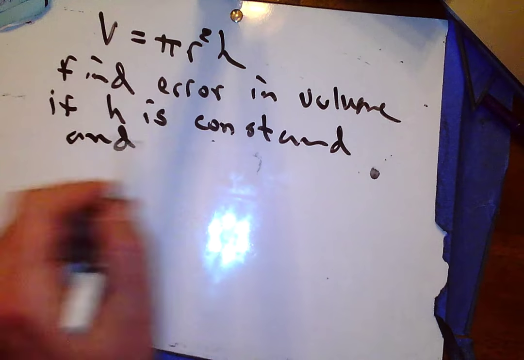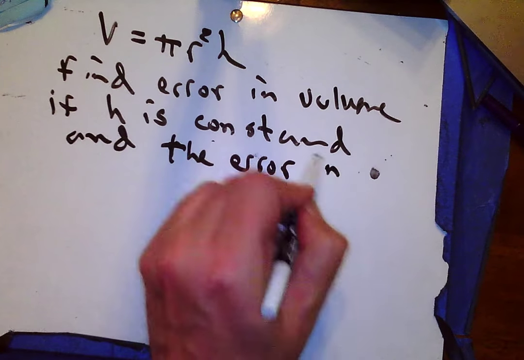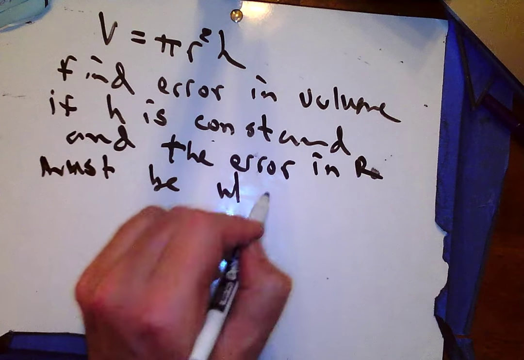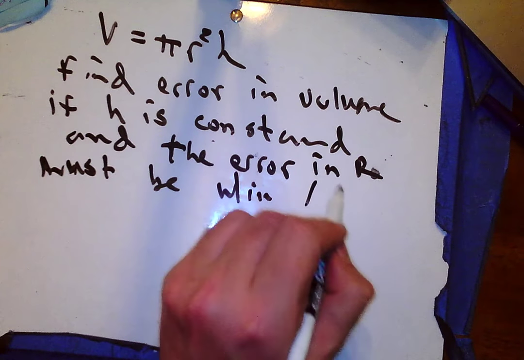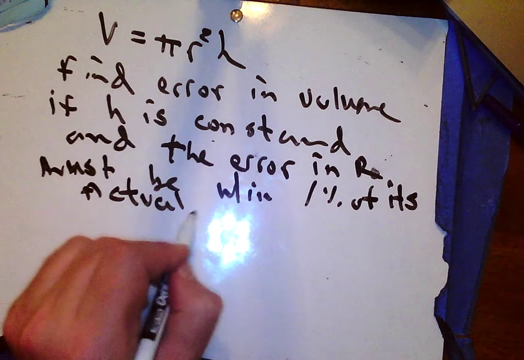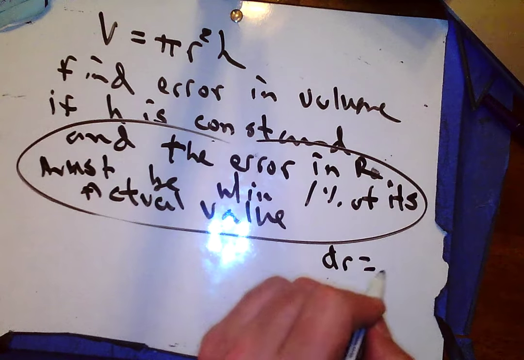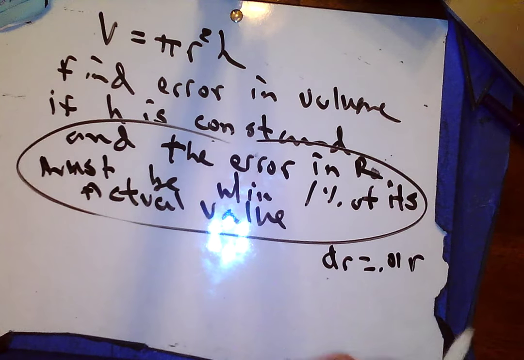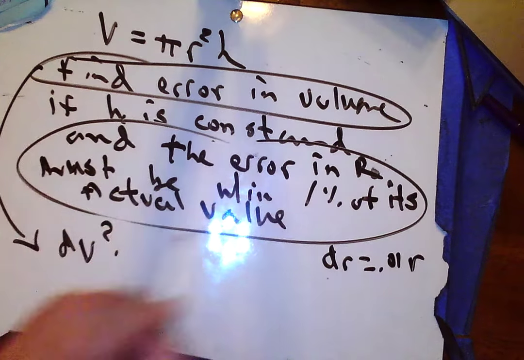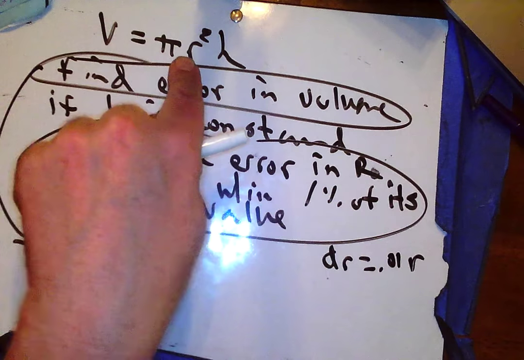Let's say not that. Let's say and r, the error in r must be within 1% of its actual value. So here, the error in r, dr, must be within 1% of r. Find the error in volume. Find dV. And h is a constant. So I need to take the derivative of this with respect to r.